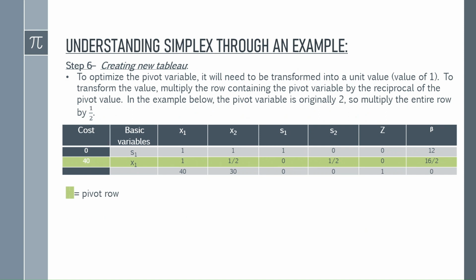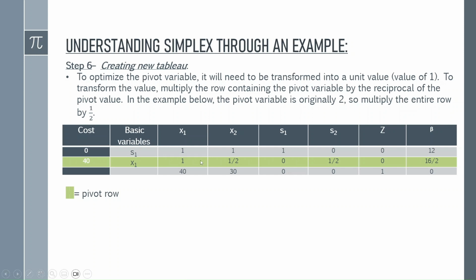We proceed further into step 6. Create a new table. To optimize the pivot variable, it will need to be transformed into a unit value. To transform the value, multiply the row containing the pivot variable by the reciprocal of the pivot value. In the example below, the pivot value is originally 2. So multiply the entire row by 1 by 2. And this makes our pivot variable into a unit, and all the elements in the pivot row are changed correspondingly.